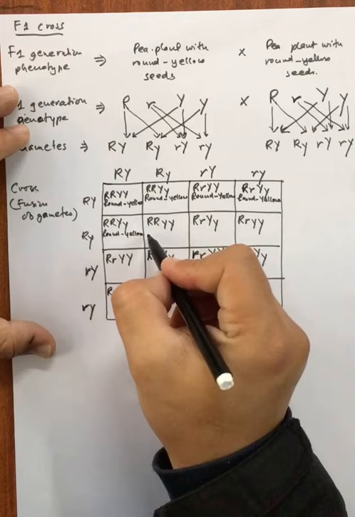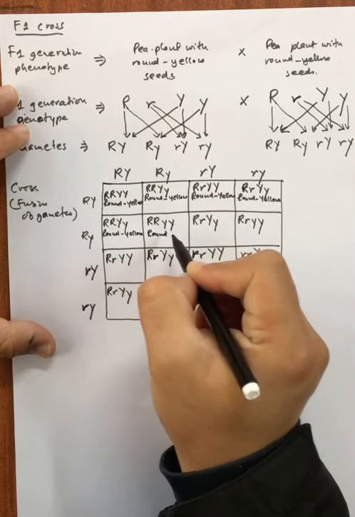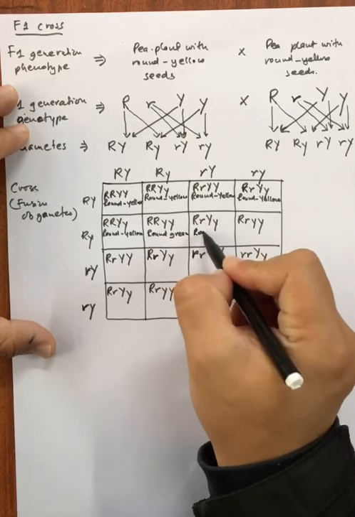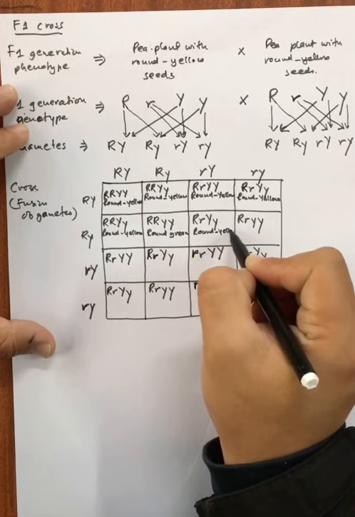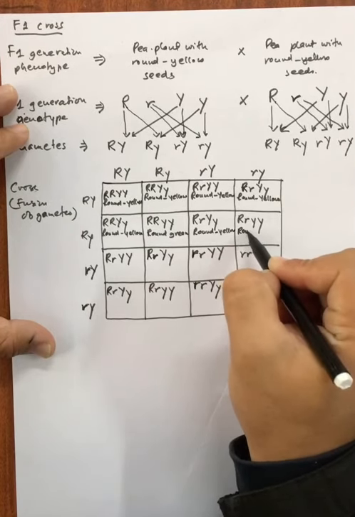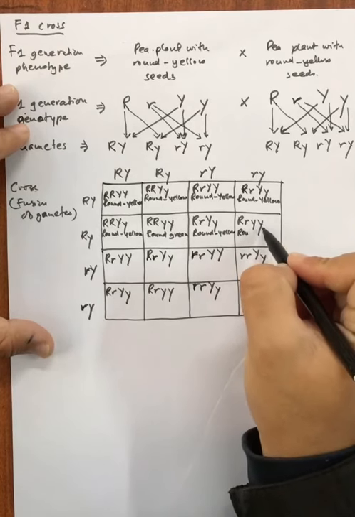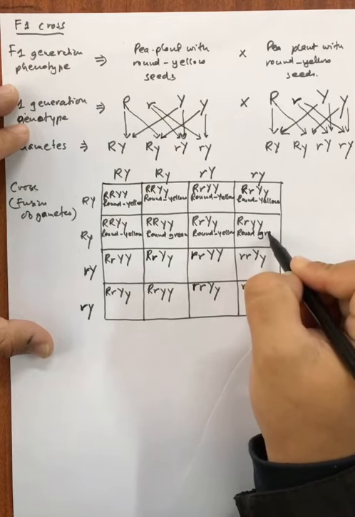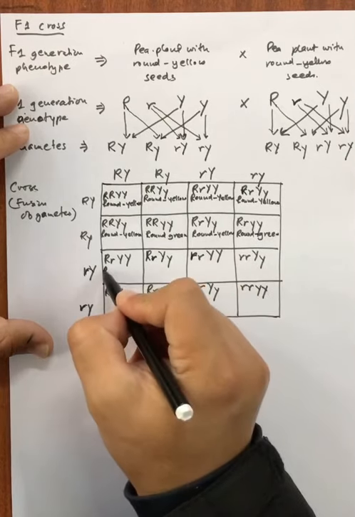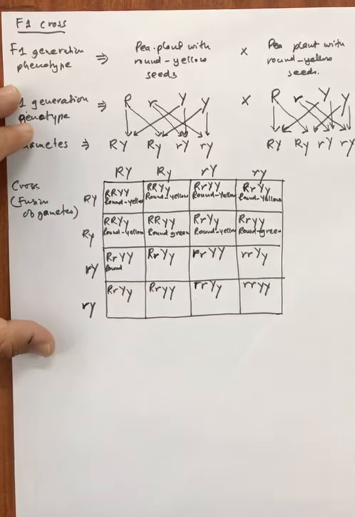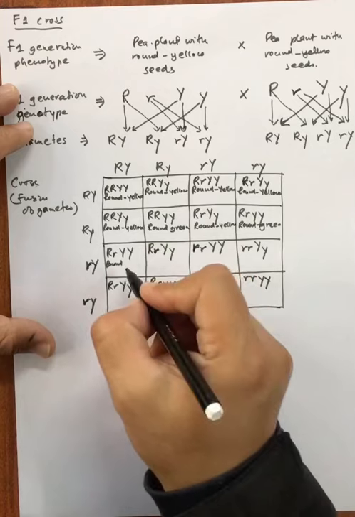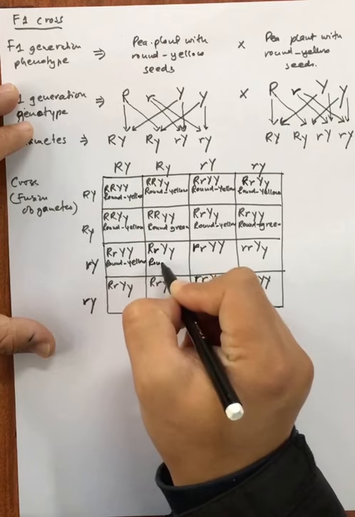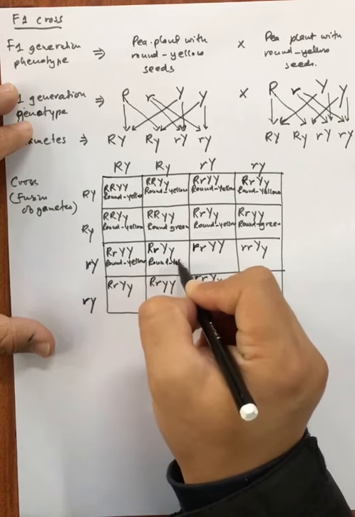The dominant trait is the color round and green. Yellow is dominant, so the plant will be round and yellow. The recessive ones are the recessive traits, round and green. The dominant parent is round and yellow.